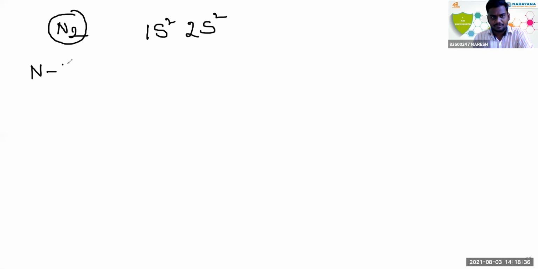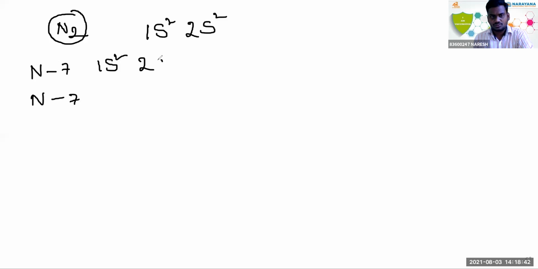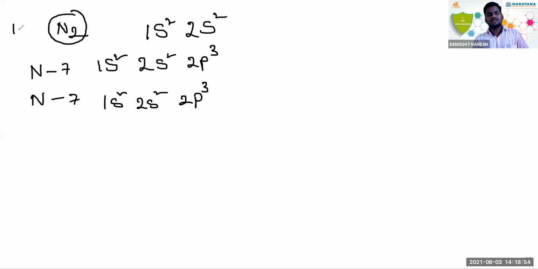So for the N2 molecule, we know the electron configuration: 1s2, 2s2. Nitrogen's atomic number is 7, and two nitrogens are there, so 7 and 7. So 1s2, 2s2, 2p3, the same 1s2, 2s2, 2p3. So total 7 plus 7 is 14. Equal to 14 or less than 14 comes under unsymmetrical configuration. Now here this is unsymmetrical.